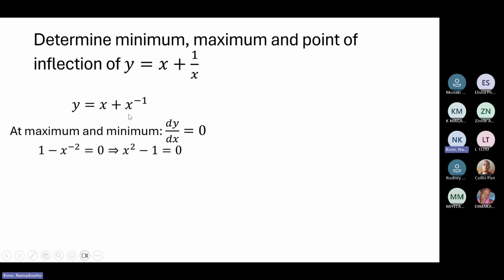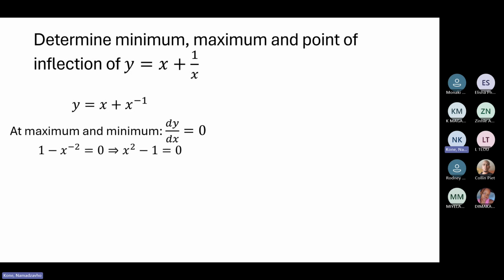Then you go and do the same with the second term. Take the power minus 1, multiply it in front, you get -1. And from the exponent, you subtract 1, you get x to the power of -2. Then you get 1 minus x to the power of -2 equals 0. Then you need to solve for x. You have got various methods that you can use. You can take minus x squared to one side and raise both sides to the power 2.